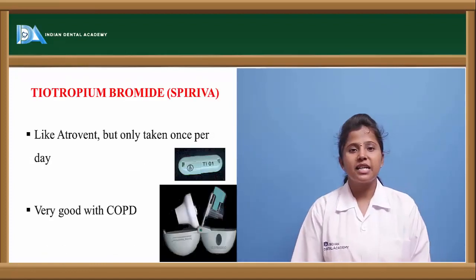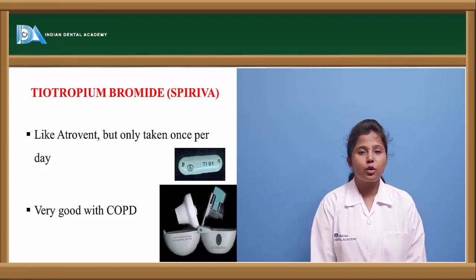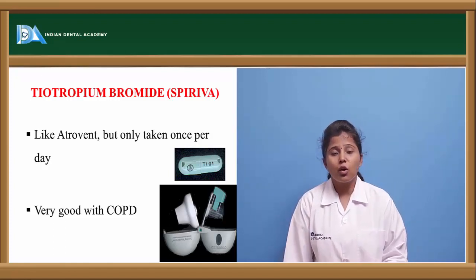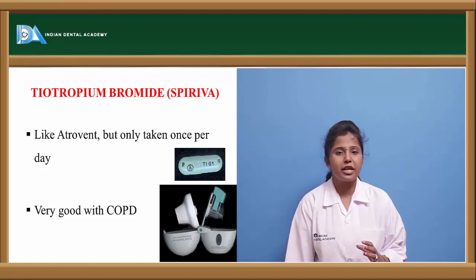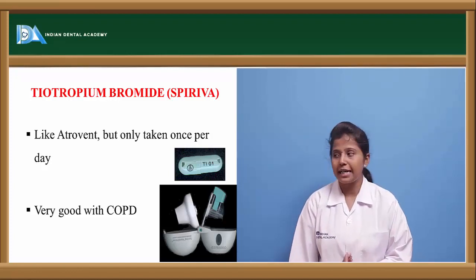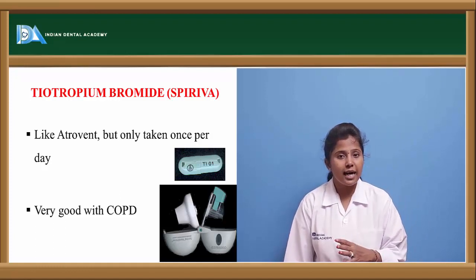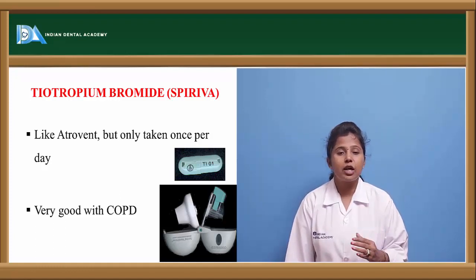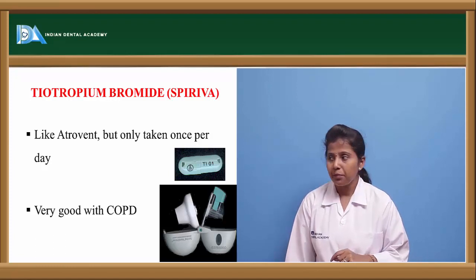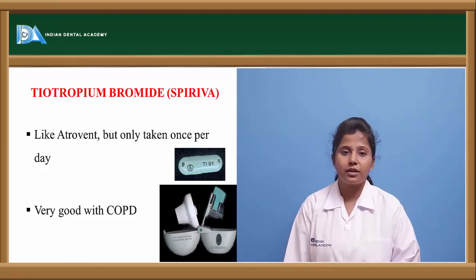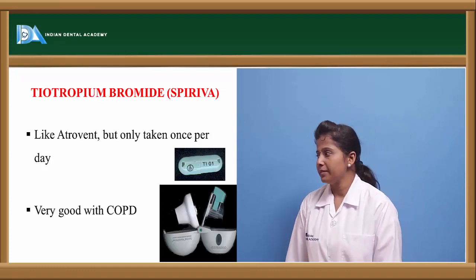The other antimuscarinic drug is tiotropium bromide, which is marketed as Spiriva. This drug has almost the same actions as ipratropium bromide, that is Atrovent, but as this drug has a longer half-life, it is recommended to give only once a day. It is also very effective to treat COPD.